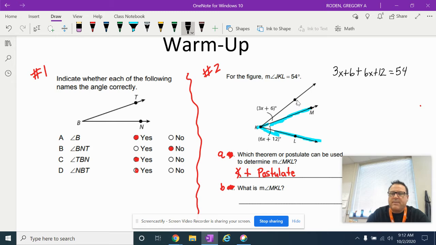Okay, so let's do some simple algebra here. Let's combine like terms. I have 3x and 6x gives me 9x. I have 6 plus 12 gives me 18. And that still equals 54. Then I'm going to subtract 18 from both sides. So now I get 9x equals 36, because 54 minus 18 is 36. And then I'm going to divide both sides by 9 to solve for x. You guys are pretty good at this. And you get x equals 4.